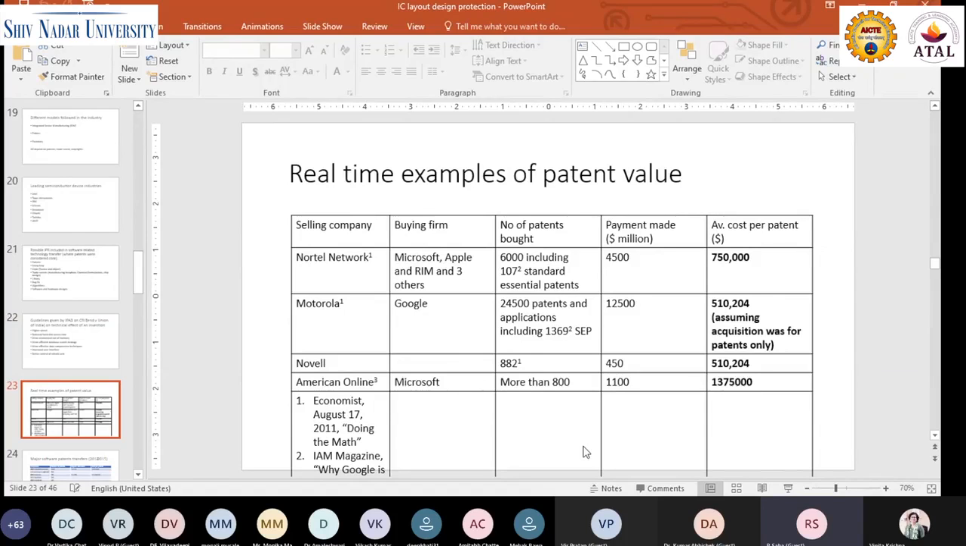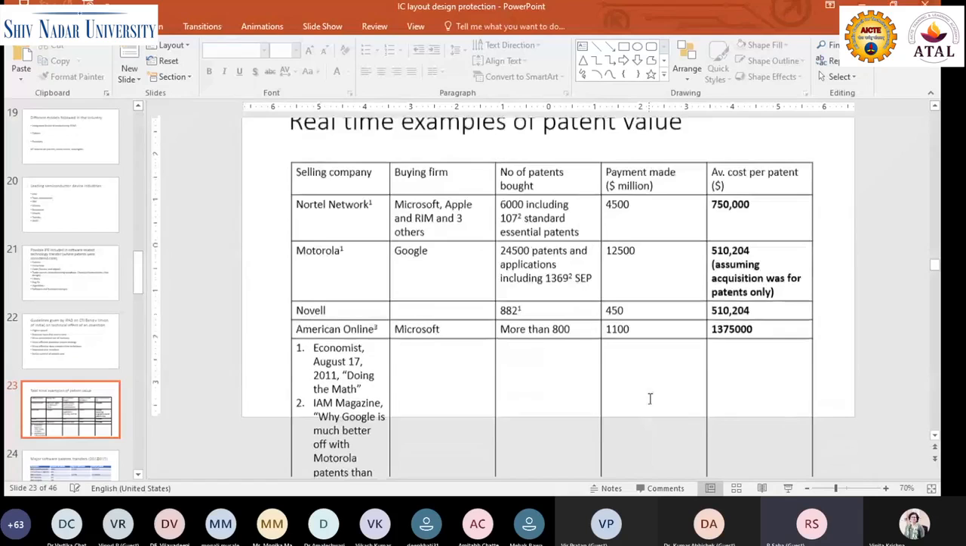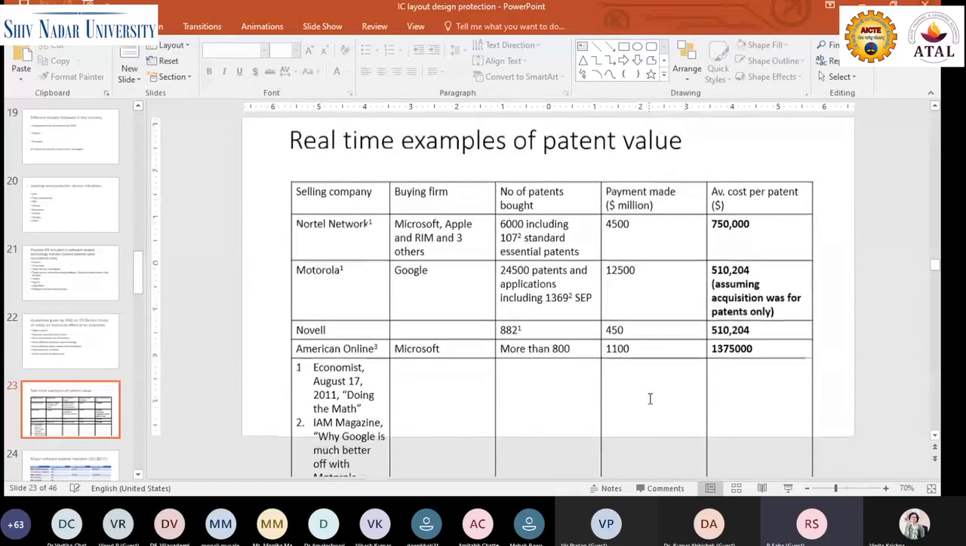And let me give you a few examples, because one can't go into very highly technical matters. So there are examples of how to value a patent, which was the subject matter of the earlier lecture. So you normally go by the experience, what happens in the market.